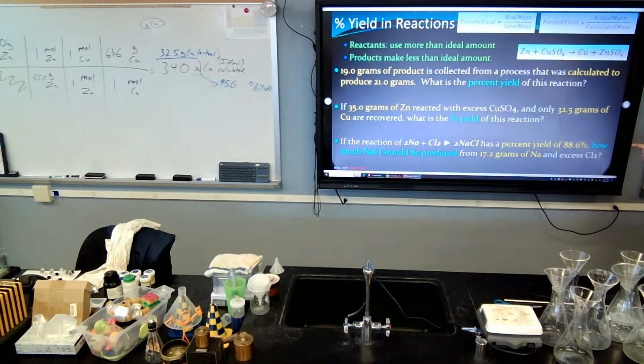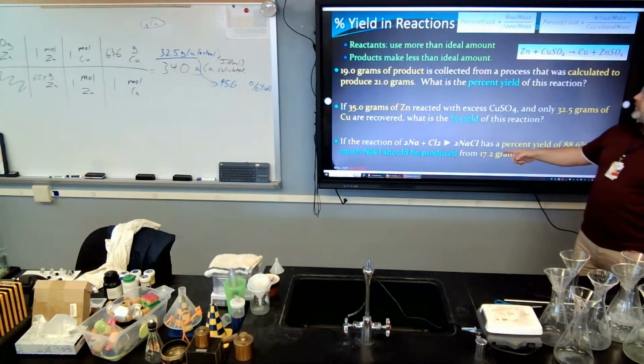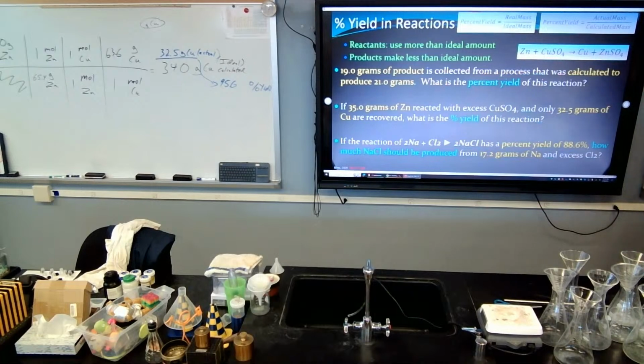Okay, so it's just a matter of reflipping the percent yield calculation. So if this process, 2 sodiums and 1 chlorine makes 2 sodium chlorides, has a percent yield of 88.6, how much sodium chloride should be produced from 17.2 grams of sodium? Great. So I'll go a little faster. We're going to put grams of sodium here, convert it to moles of sodium. Good? And the periodic table tells me 1 mole of sodium is, I believe, 23.0 grams.